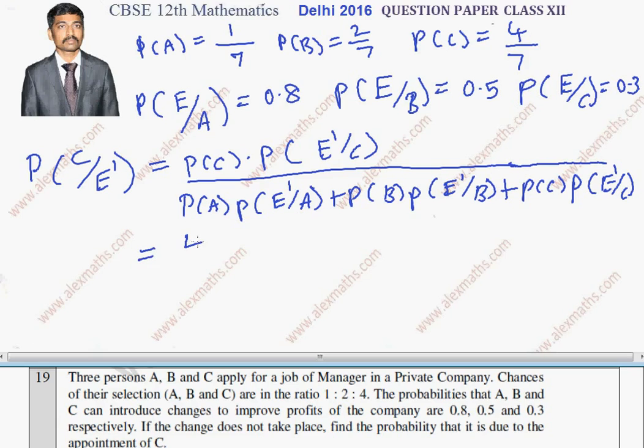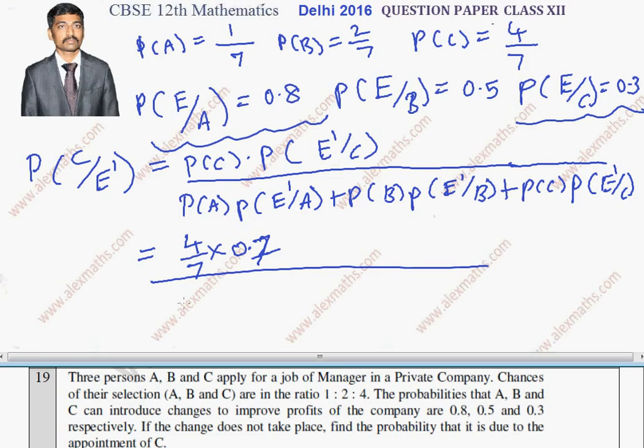Now P of C is 4 by 7 into P of E dash by A. E by A is given as 0.8, so this will be 0.2. Sorry, we have to substitute for E dash by C from here, 0.7. So this is 0.7, whole divided by, now P of A is 1 by 7 into E dash by A, which is 0.2, plus 2 by 7 into E dash by B, which is 0.5, plus 4 by 7 into 0.7.